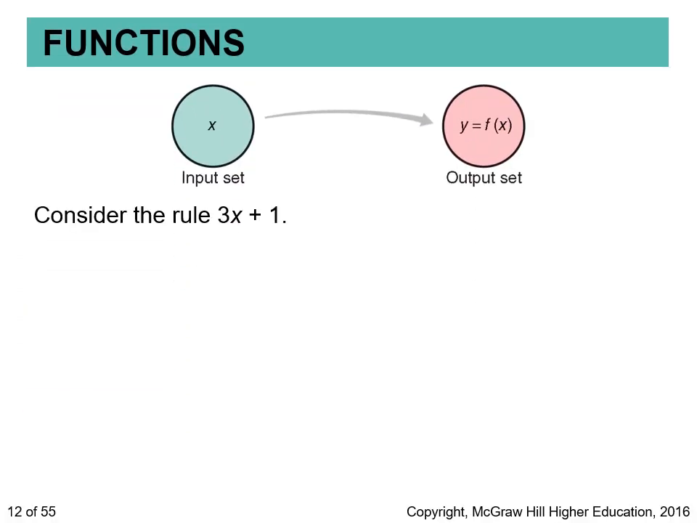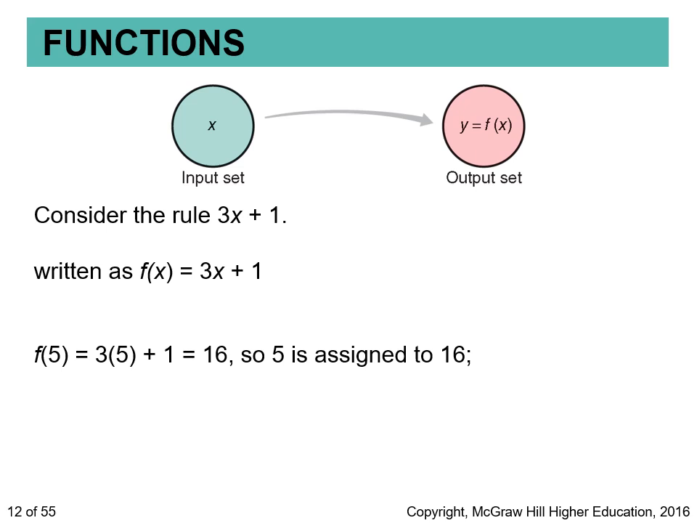Okay, you have the input set and the output set. Consider the rule 3x plus 1. We would write that as f of x equals 3x plus 1. Then, if I wanted to know, what happens when x is 5? I would write f of 5 equals 3 times 5 plus 1, which is 16. F of 0, I would substitute 0 where x is, and get 1.